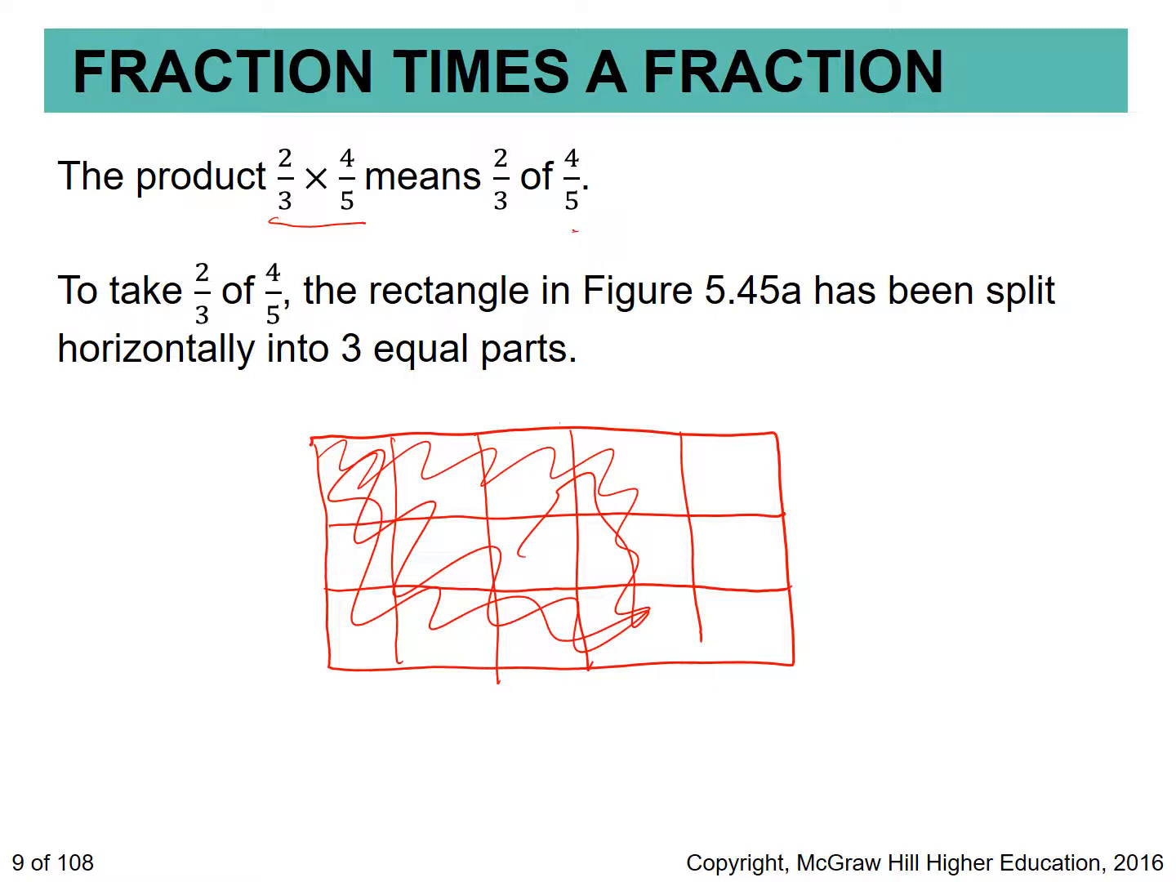So if I take 2/3 of this, here's 1/3 of the shaded region, here's another third of the shaded region. So what's shaded? 1, 2, 3, 4, 5, 6, 7, 8. And what kind of pieces do I have when I've divided this region up? Well, they're 15ths, so that's 8 out of 15.